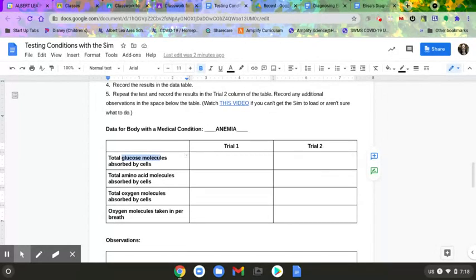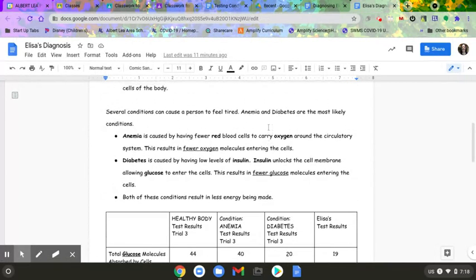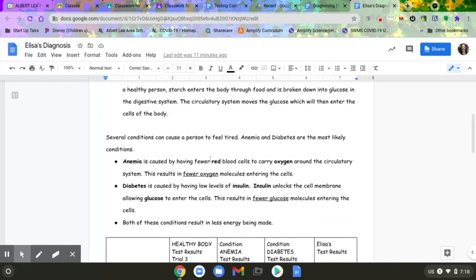But if not, think about what it means when somebody has anemia. What we know is that they have fewer red blood cells carrying the oxygen through the circulatory system, which means that fewer oxygen molecules can actually get to the cells. So that makes sense to have a low number.